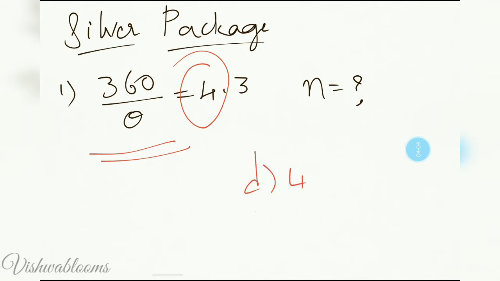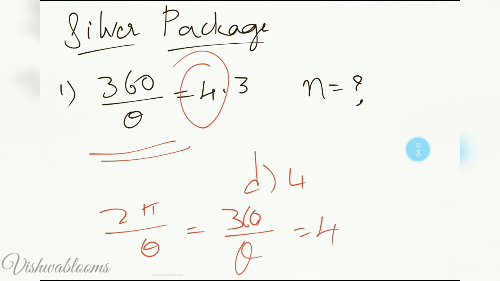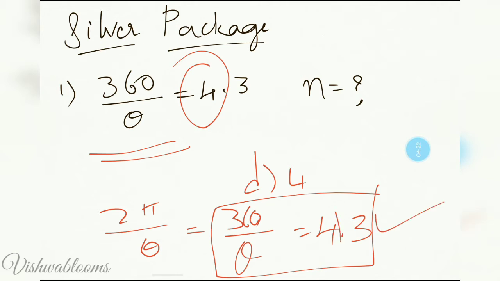Okay, because the formula is actually 2 pi by theta, right? So 2 pi is nothing but 2 into 180. 180 is nothing but 360 by theta. So he has given 360 by theta as 4.3. This is nothing but already the number of images only, right? So as it can't be in decimal form, we are just taking the numeric part. I hope that is clear to you all. So option is D. Next, let's see the second question in this.